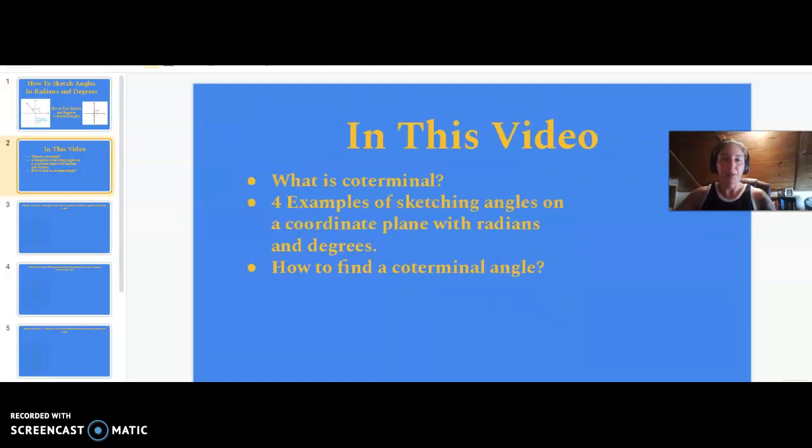So what you guys are about to see, we're going to go over what exactly it means to be coterminal, and we're going to do this in 4 examples of sketching angles on a coordinate plane. We're going to do it in radians and in degrees. We're going to find coterminal angles, both positively and negatively, all at once. So here we go.